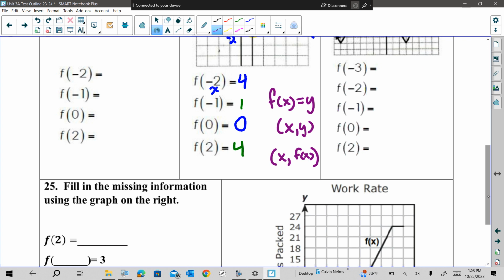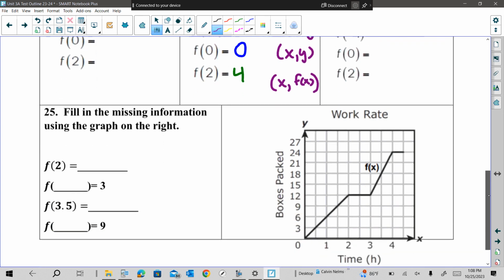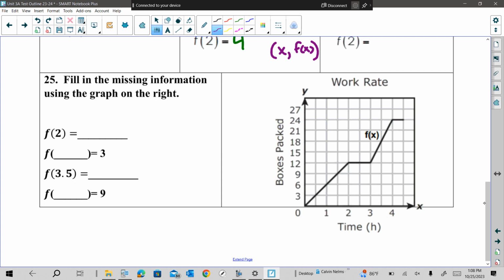Hold on. All right, now, 25. You're going output and input. Look at 25. Fill in the missing information using the graph to the right. So f of 2, since 2 is the x, go to the graph. Yep, that output is 12. But now, f of some number gives you 3. The 3 is the y, guys. Is that 0.5? Yeah, that would be 0.5, because you have to go back down to find the x.